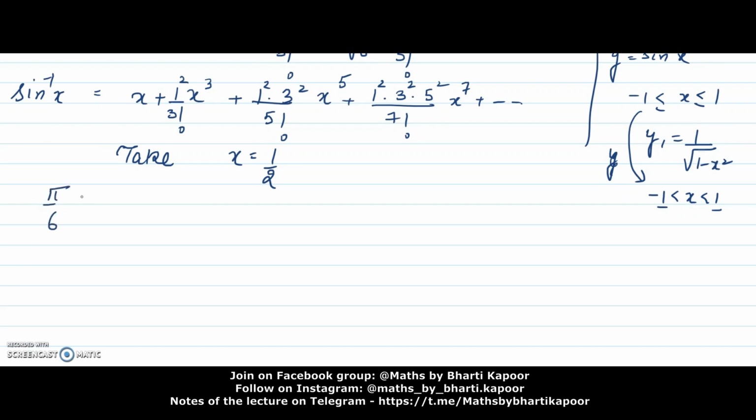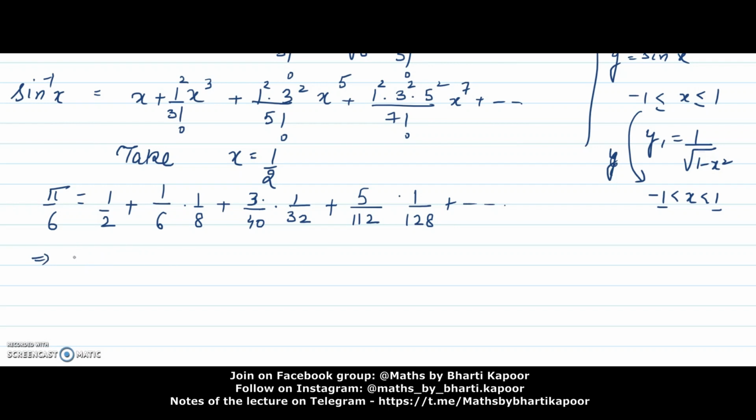pi by 6 equal to 1 by 2 plus 1 square is 1, 3 factorial is 6, and 1 by 2 cube is 1 by 8, plus 1 square into 3 square upon 5 factorial. After calculating, it will be 3 upon 40 into 1 upon 32, because 1 by 2 raised to power 5 will be 1 upon 32. The next term will be 5 upon 112 after doing the calculation, and it will be 1 upon 128.